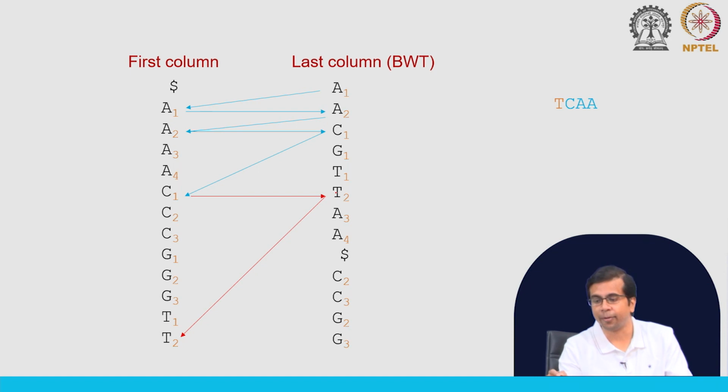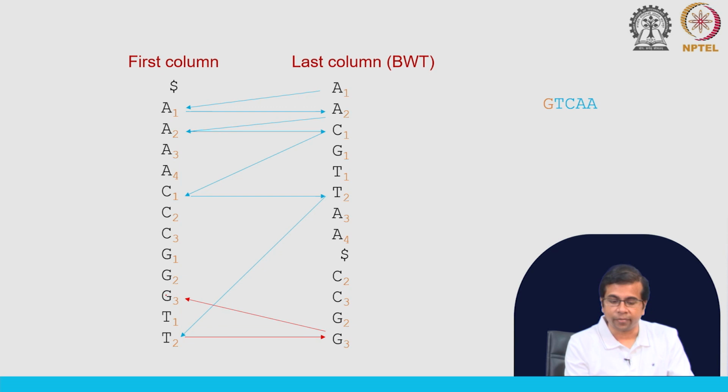This T occurs before this C, so we have added this T into the reference sequence that we are building. And for this T, we can see this G will be before this T. We have added G now to the reference sequence, and then we again use the last-first mapping here. So, this G3 corresponds to this G3 here. And we can continue this process.